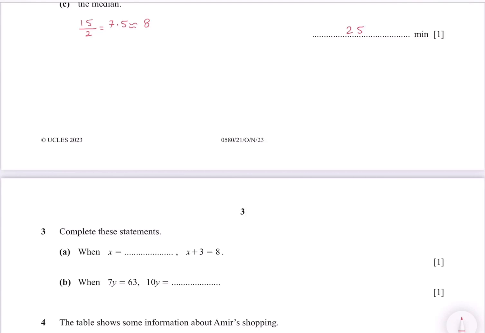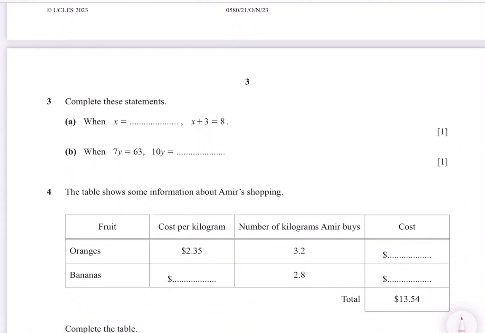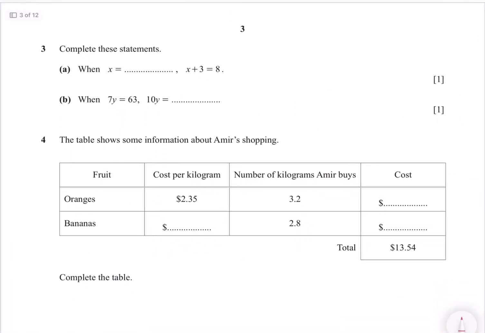Question number 3. When x is equal to dash, x plus 3 is equal to 8. So we have to complete it. Solve x plus 3 equals 8 for x. So you get 5. So the answer is x equals 5. Same in part B. When 7y is equal to 63, what is 10y? Solve 7y equals 63 for y. We get 9. So 10y means 10 times 9, which is 90. So this is your answer.